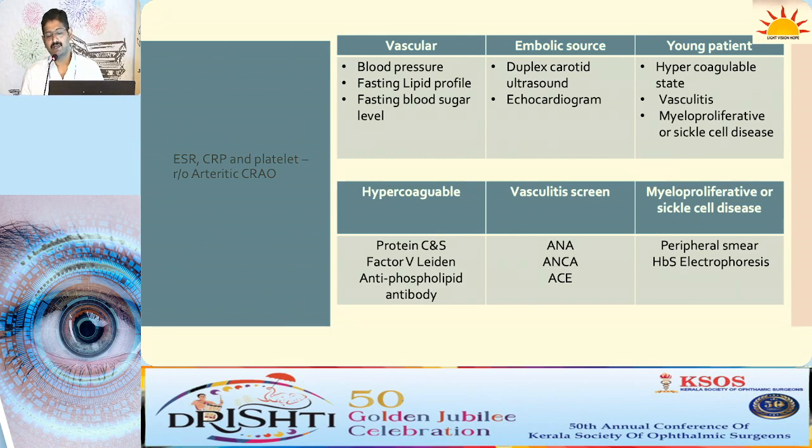In young patients, look for hypercoagulable states like protein C and S, factor V Leiden mutations, and antiphospholipid antibodies. If you want to rule out vasculitis, you have to do ANA, ANCA, or ACE. Also, make sure that you're not missing a case of myeloproliferative disorders. So, get a peripheral smear and hemoglobin electrophoresis in these patients.